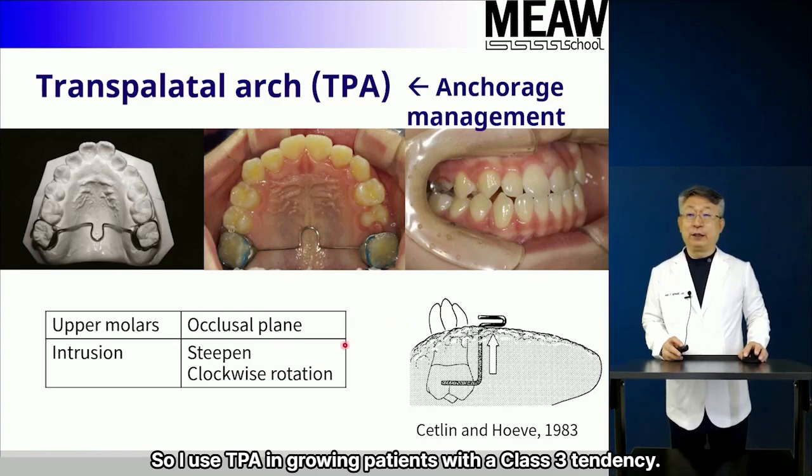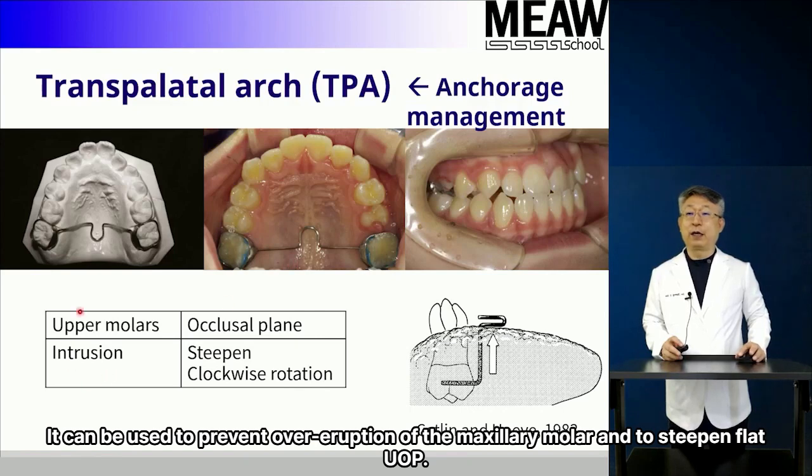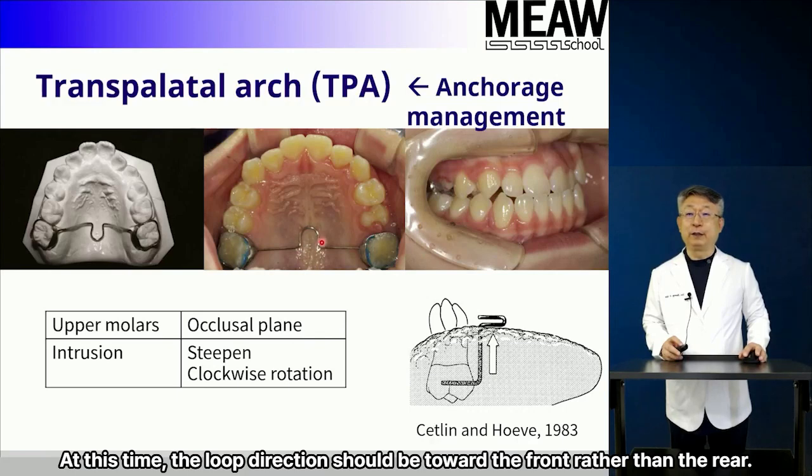So I use a TPA in growing patients with a Class 3 tendency. It can be used to prevent overeruption of the maxillary molar and to steepen a flat UOP. At this time, the loop direction should be toward the front rather than the rear.